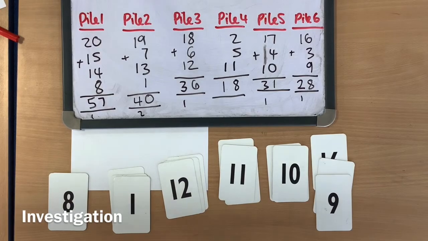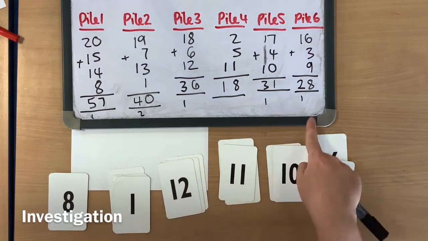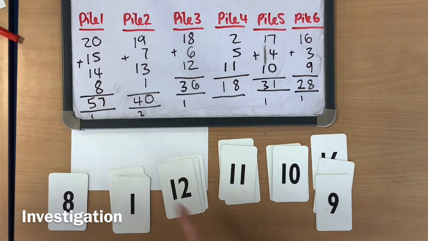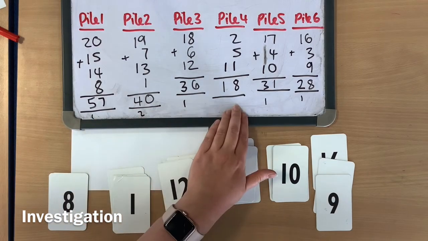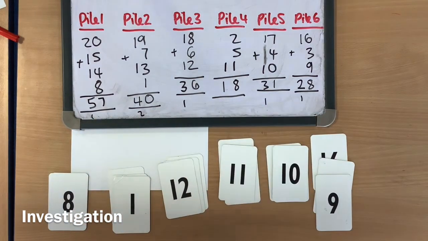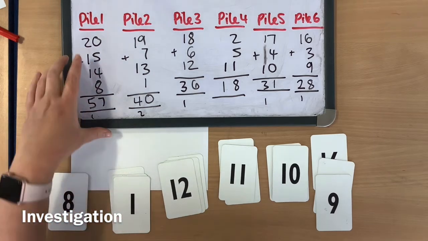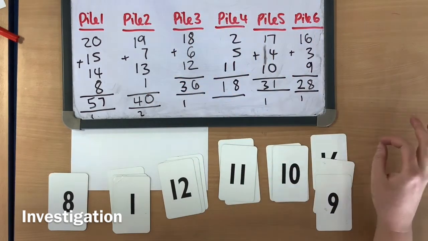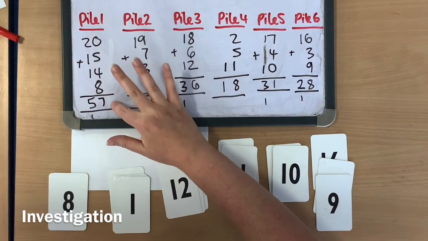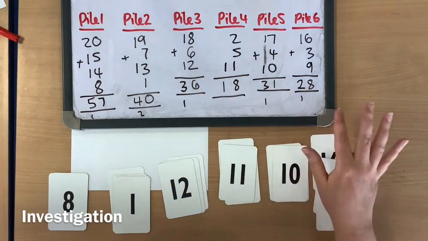Okay, so now that I've worked out the totals for each of my piles, hopefully you've noticed that my totals are all different. Okay, so I've got 57, 40, 36, 18, 31 and 28, which tells me that this doesn't work for the investigation because it told me that the total for each pile needed to be the same. Okay, so it doesn't matter how many cards are in each pile, but when you add them up, the total needs to be the same for all 6 piles.